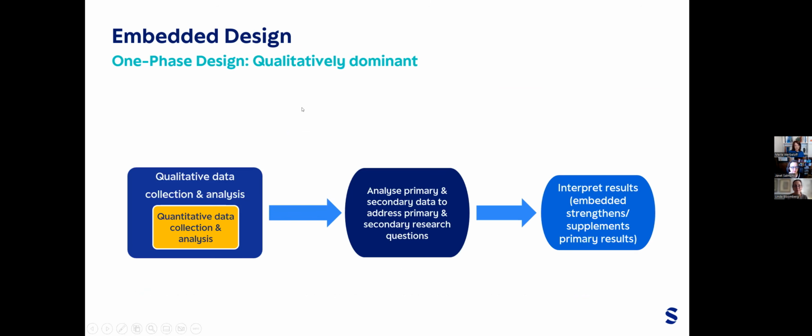Now, in the counterpart to this, where we have the qualitative data being dominant and the quantitative data being subservient or secondary, we would analyze the primary data to answer the primary research question and the secondary data to answer the secondary research questions. And the results that we get from the secondary data analysis would strengthen or supplement or support the primary research question.